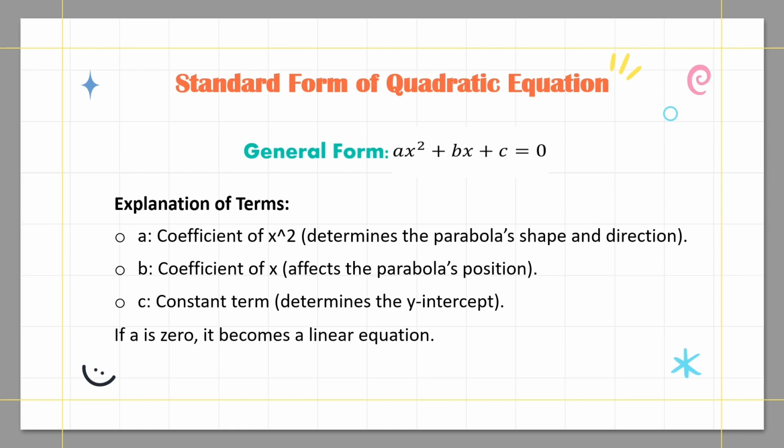Now I will explain the terms. A is the coefficient of x squared, which determines the parabola's shape and direction. B is the coefficient of x, which affects the parabola's position. And the last one, c, is the constant term, which determines the y-intercept. If a is 0, it directly becomes a linear equation.